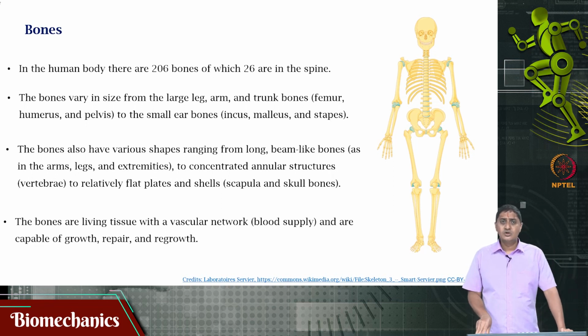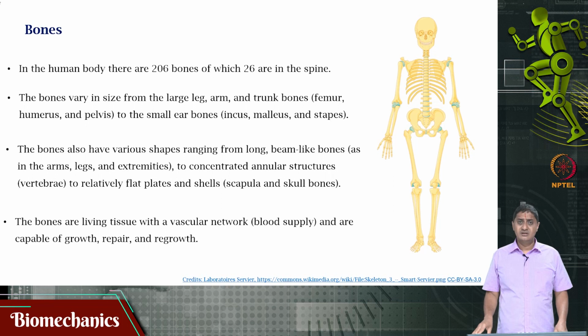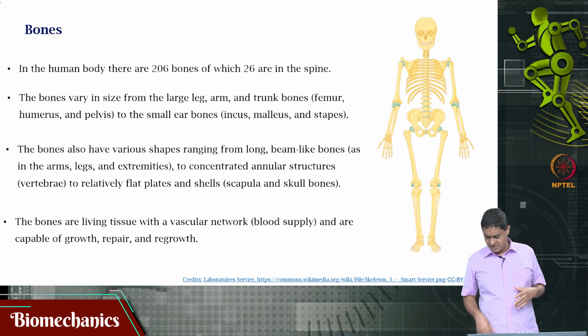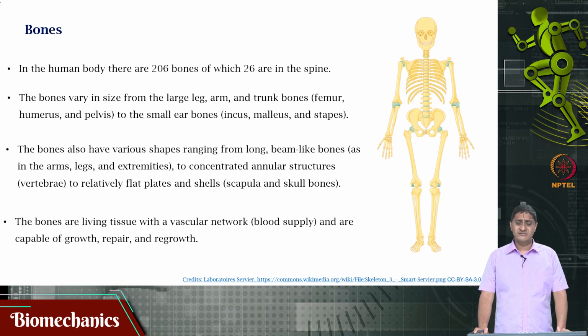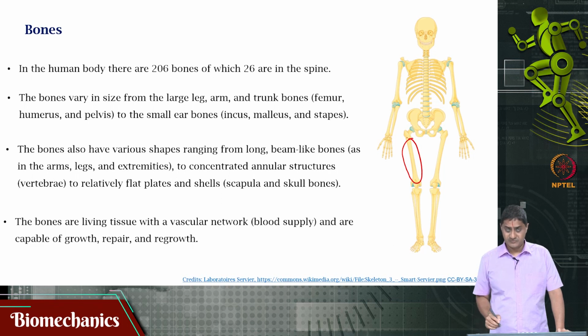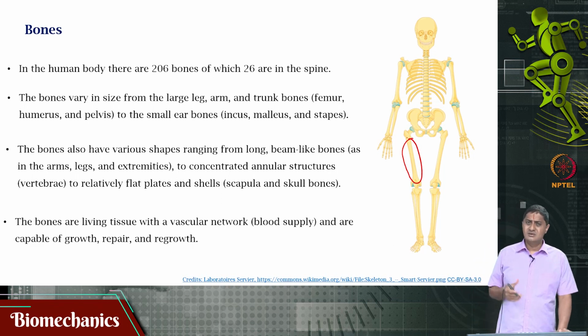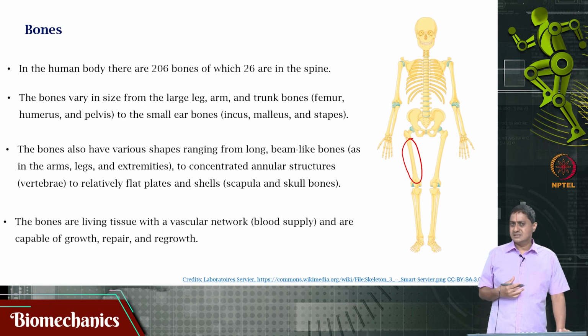There are 206 bones within the human body. Of these, 26 bones are present in the spine alone, and they are of different types. They come in various sizes and shapes. Some of these are long and hollow bones. For example, the femur is a very long bone. Practically, it can be modeled as a cylinder, although not exactly. It's a long bone.